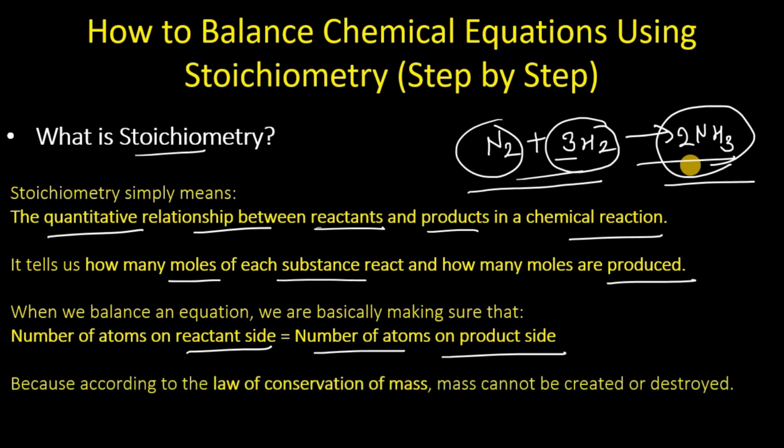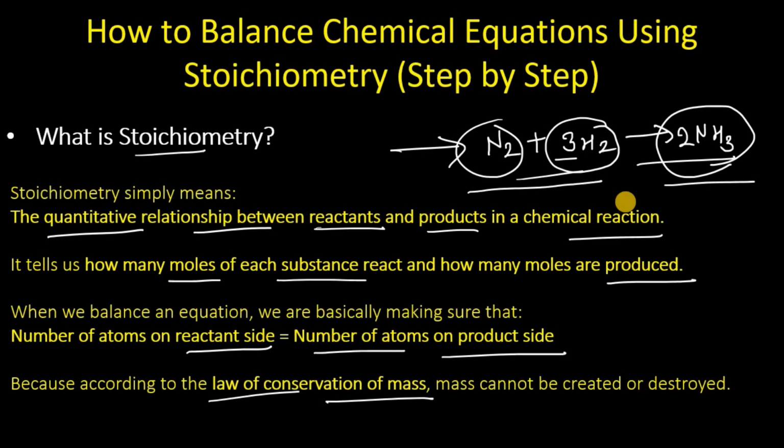And what is the science behind it? What is the law behind it? The law is the law of conservation of mass. Why? Because mass can neither be created nor destroyed, okay. That's why you will see here that the number of atoms is equal on both sides, okay. I hope you understood what stoichiometry is, right?